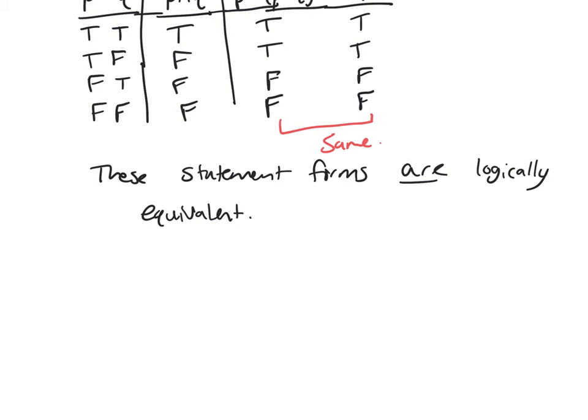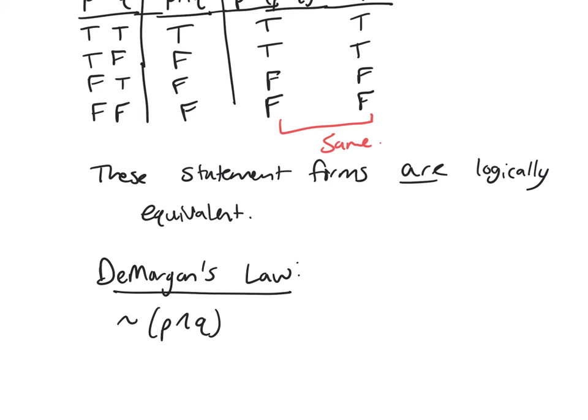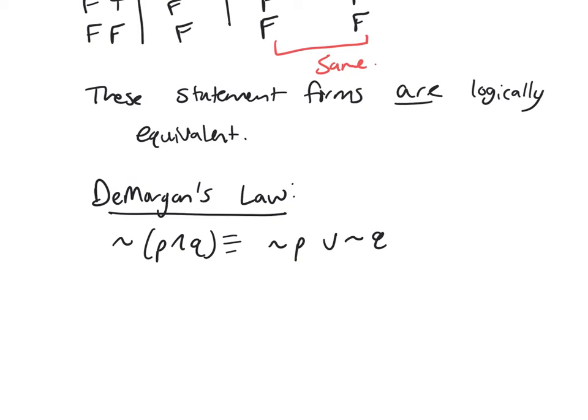So then remember when we were working with these compound statements, we had De Morgan's law, which tells us how to negate. So not (P and Q) is logically equivalent to not P or not Q. Remember, when you negate an and, it becomes an or statement. When you negate an or statement, you flip it to being an and statement.